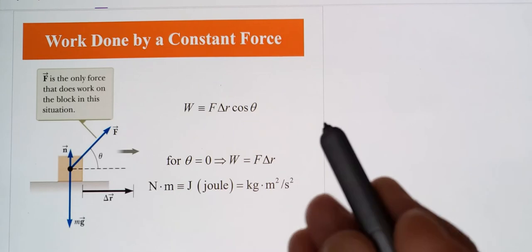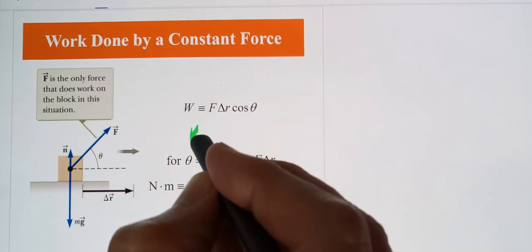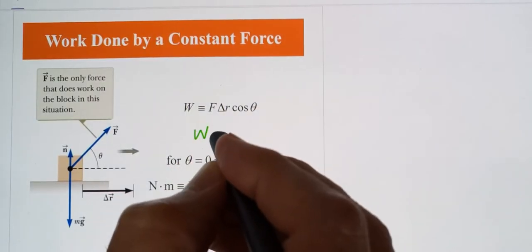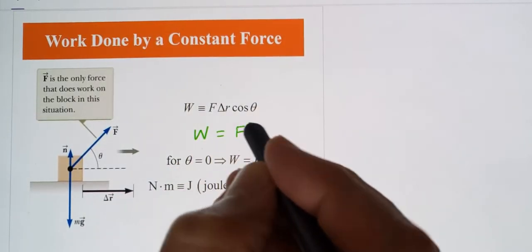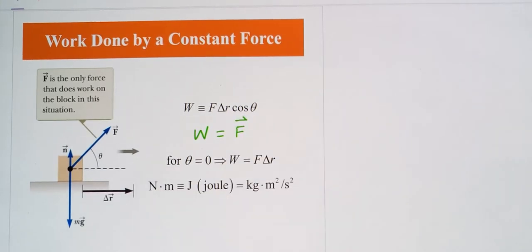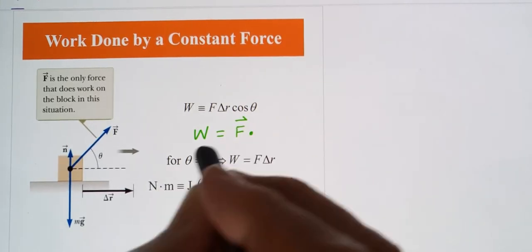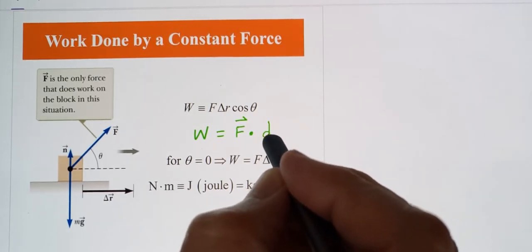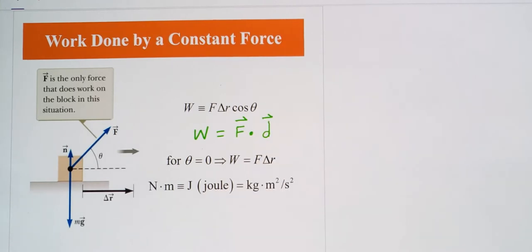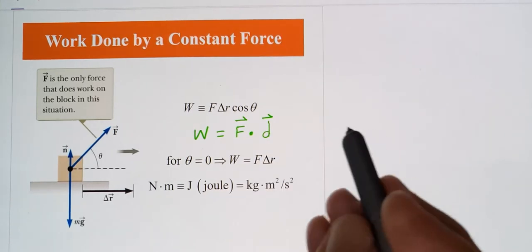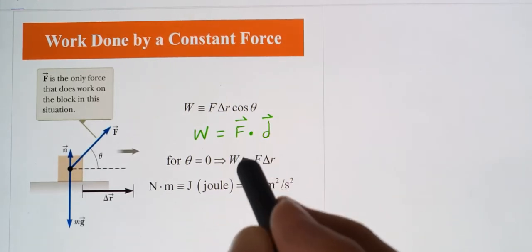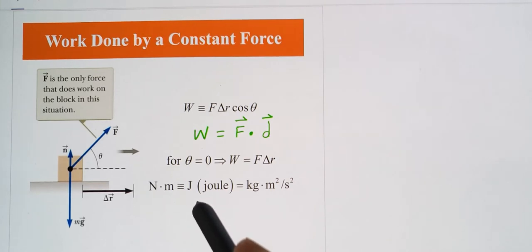Work in physics is defined as force vector dot product displacement. And when we say dot product, we will see now how to perform a dot product mathematically.